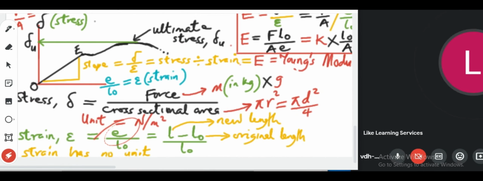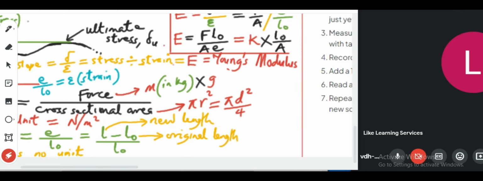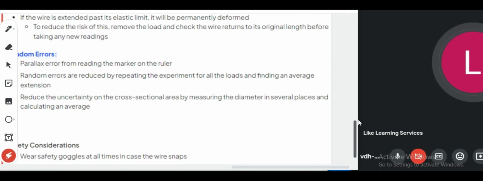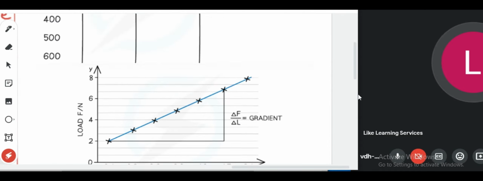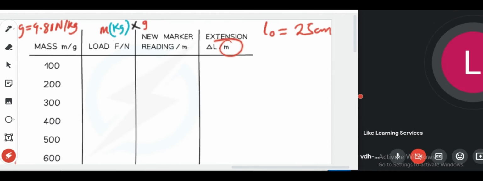Extension is new length minus original length, or new length minus unstretched length. And all of that should be in SI units, so all must be in meter, just like the force is in Newton. So we have all these readings: the new length for 100 gram mass, the new length for 200 gram mass, 300 gram mass, and so on. With that, we can calculate the extension and convert to meter.